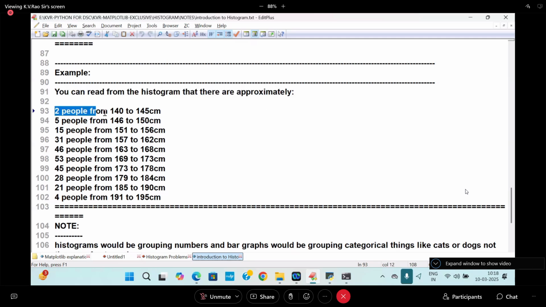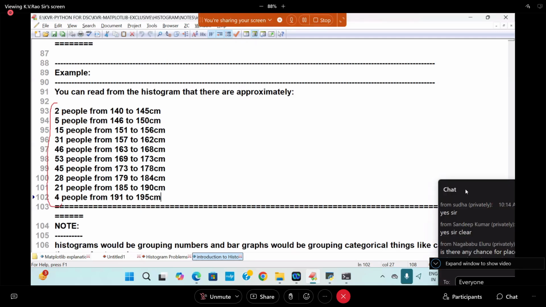Two people are from 140 to 145. Five people are from 146 to 150. Fifteen people are from 151 to 156 centimeters. Thirty-one people are from 157 to 162 centimeters. Forty-six people will be with this. These are all called what? What do these values come under? Frequency. So how can you represent it in a tabular format?